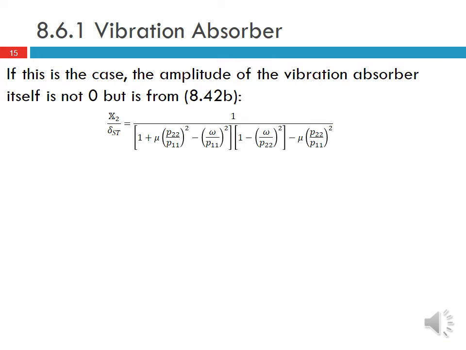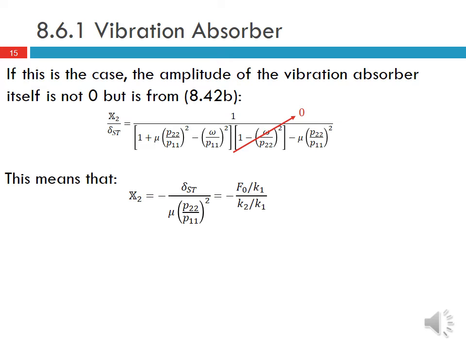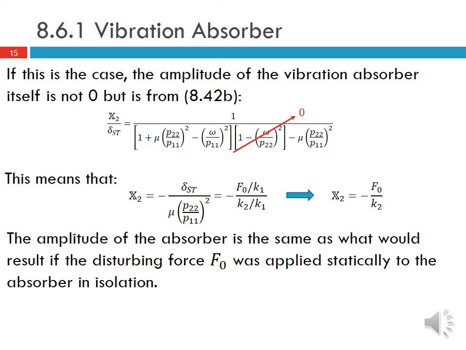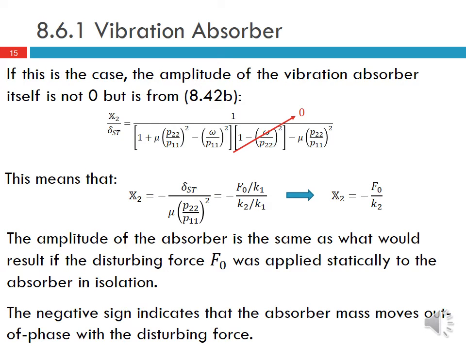So if this is the case, then the amplitude of the vibration absorber itself is not 0, but is given by the expression for x2. If this term goes to 0, then our x2 is equal to minus delta static over mu, p22 over p11 squared, which reduces to minus F naught over k2. So the amplitude of the absorber is the same as what would result if the disturbing force F0 was applied statically to the absorber in isolation. The negative sign indicates that the absorber mass moves out of phase with the disturbing force.